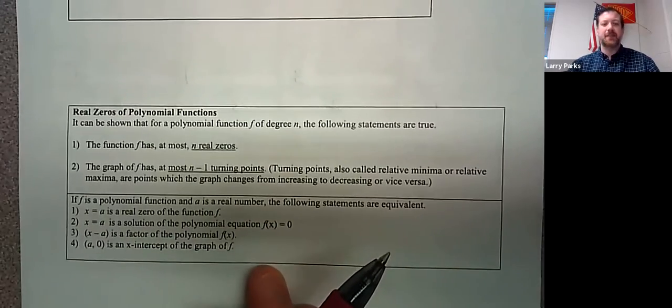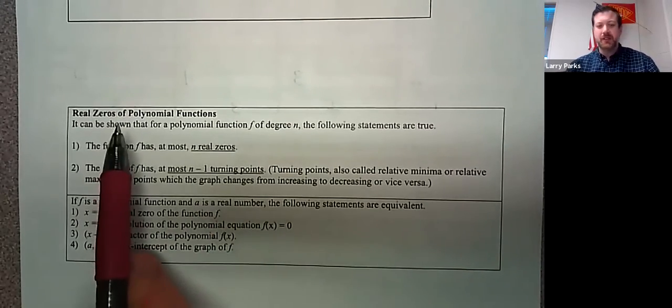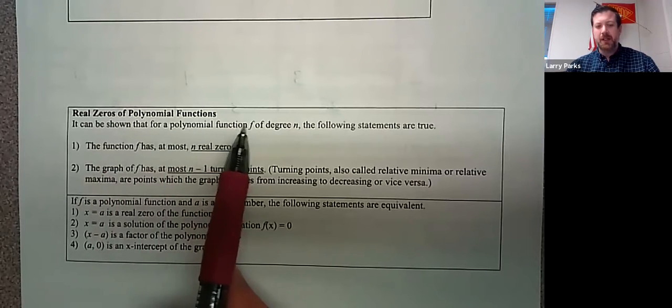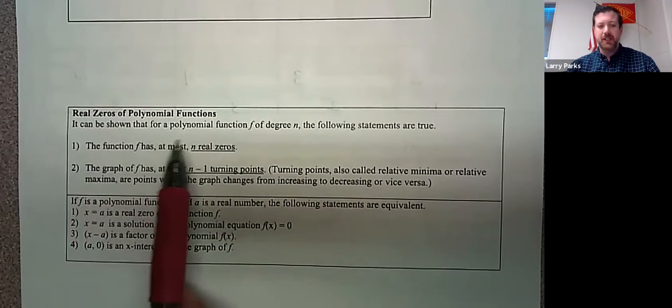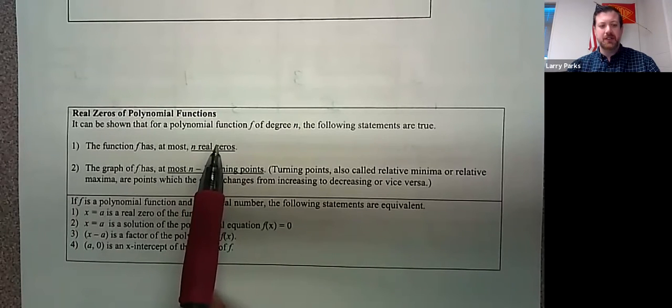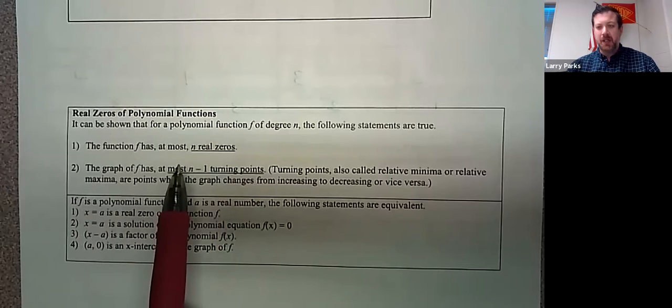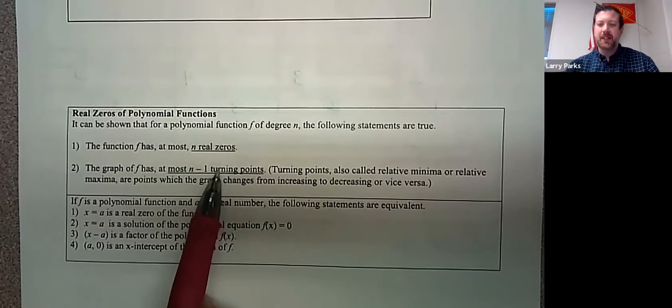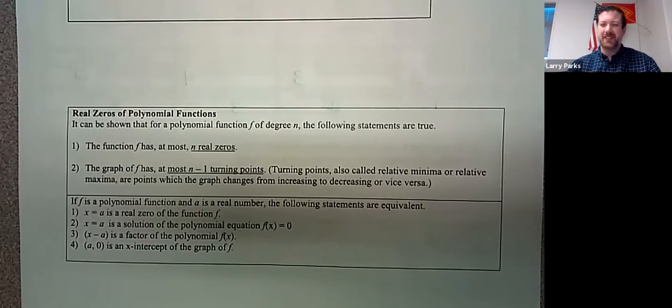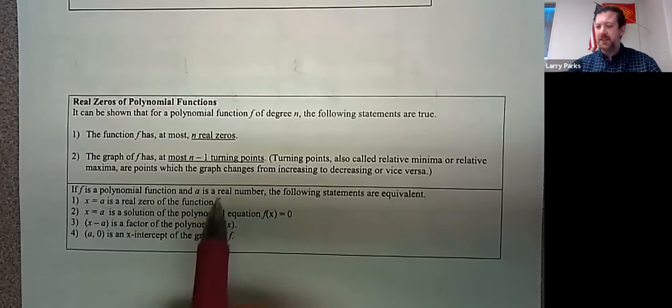So here's some facts. It can be shown that for a polynomial function of degree n, the following are true. The function has n real zeros, and the graph has at most n minus 1 turning points. So we talked about turning points at the beginning of this lesson, and we said the number of turning points is always at most 1 less than the degree, so it could be less. And then here's more, and I'll let you read that yourself.